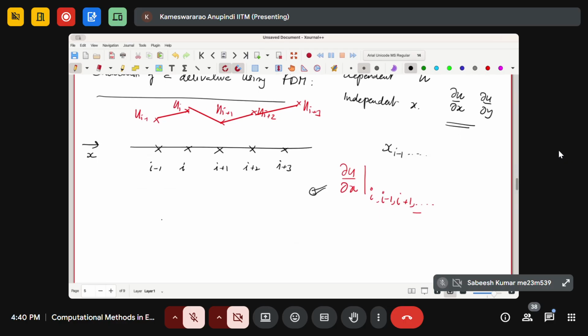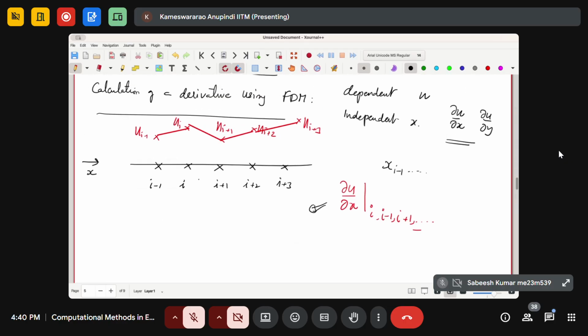To do that, we are going to make use of certain approximations. But we also realize that this derivative at i can be expressed using this value, that is u i, and also u i plus 1, or it can be expressed in terms of this value and this value, and so on. There are essentially several things that we can do. Either I can go in the i plus 1 direction and calculate the derivative, or I can go in the i minus 1 direction, or I can use a symmetric way by making use of both i minus 1 and i plus 1 values.